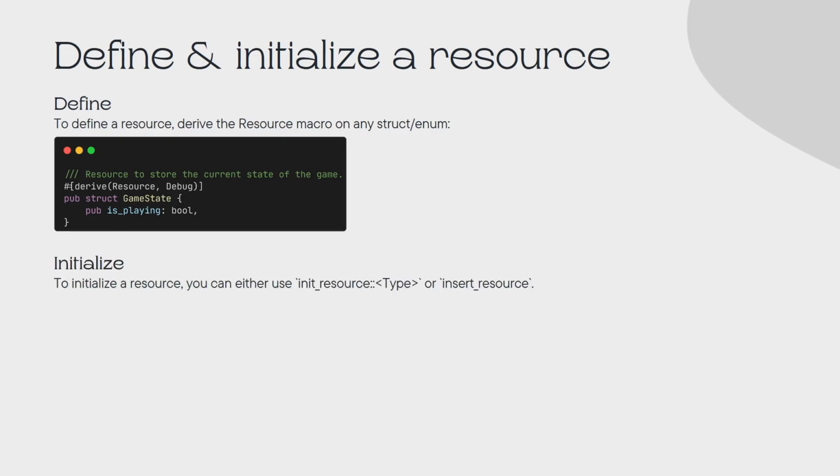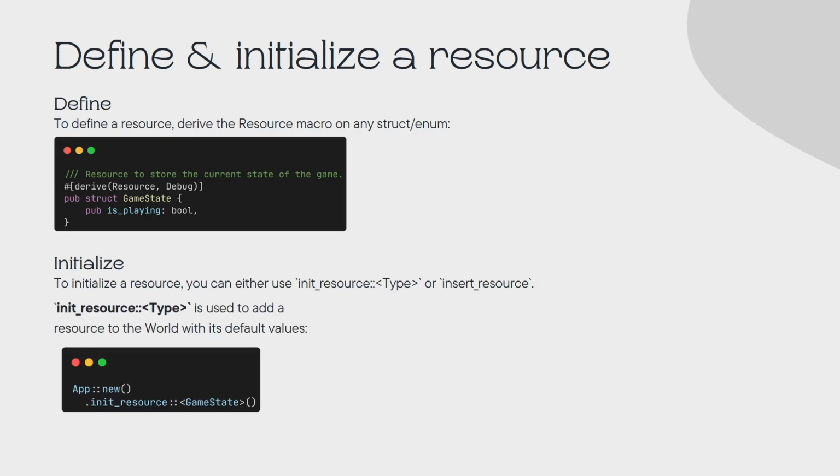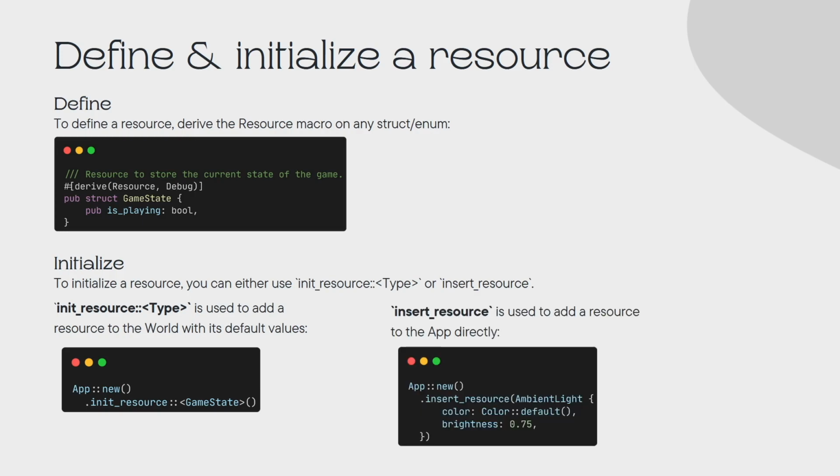With init_resource::<Type>, this can be used to add a resource to the world with its default values. Useful when you have straightforward default state and you just want to add it directly to the game world with that default state. insert_resource, on the other hand, requires you to provide an instance of the resource. This method is useful when you want to initialize a resource with specific values.